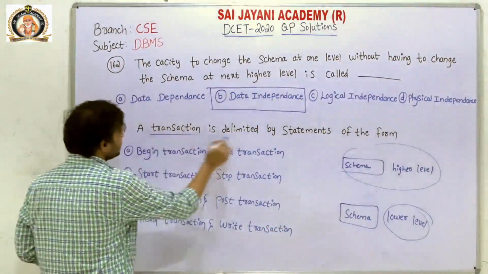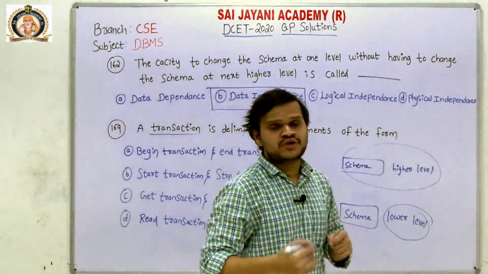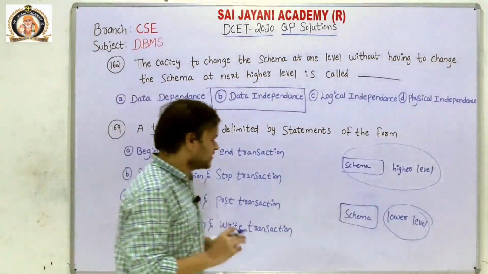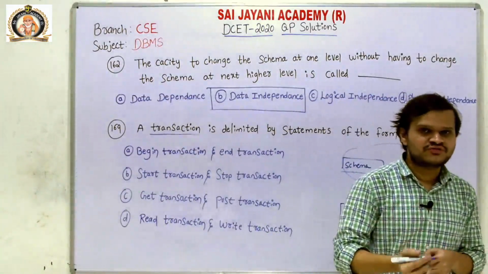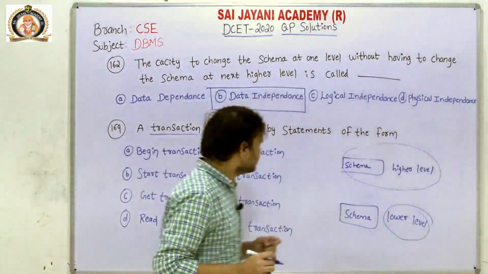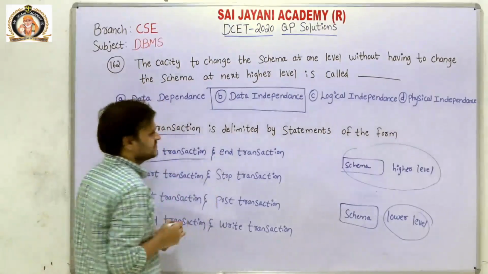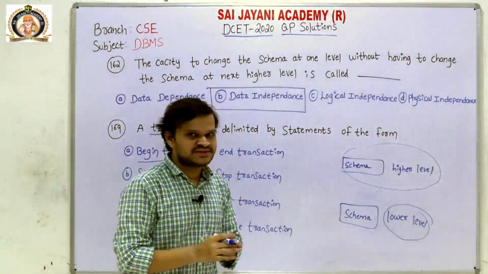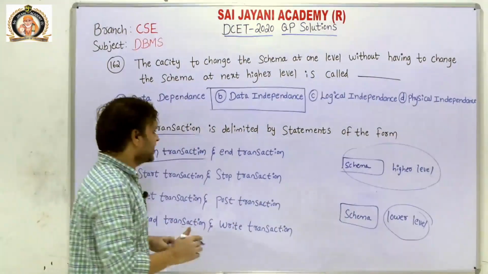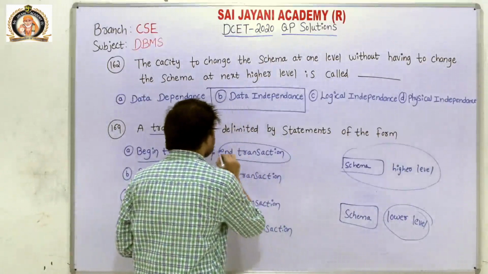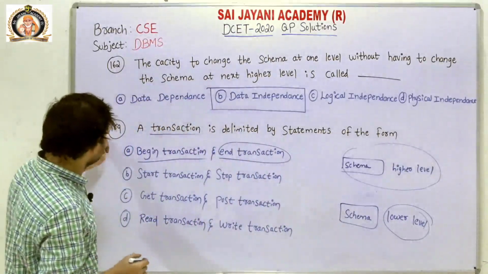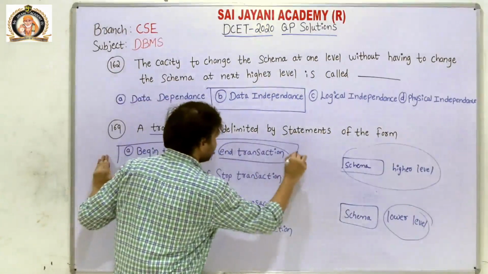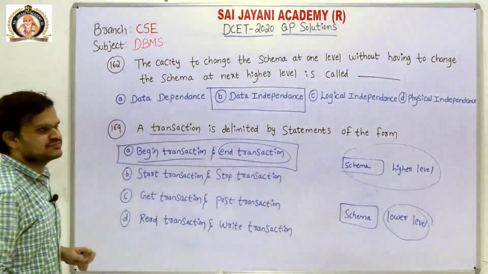What is a transaction? A transaction is the unit of program execution which changes the content of the database. The changing of the content of the database starts from begin transaction. Similarly, the changing of the content of the database is ended by using the statement called end transaction. So for question number 169, option A, begin transaction and end transaction, is the right answer.